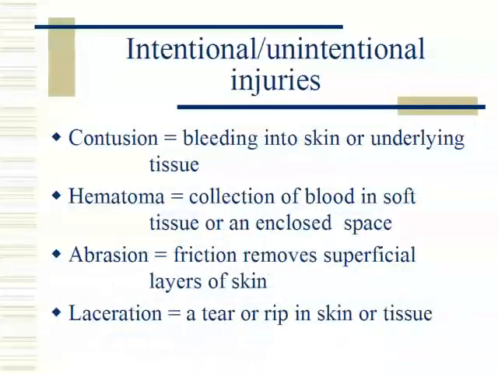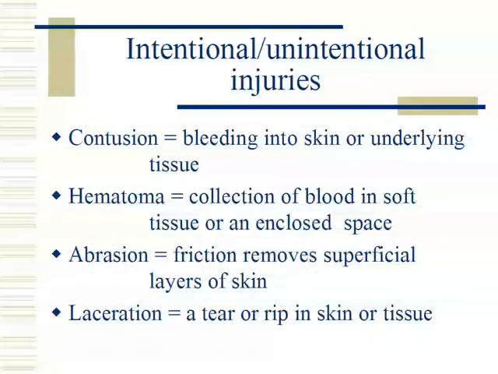There are intentional and unintentional injuries that can occur that can cause a problem. One is a contusion. Now, a contusion is bleeding into the skin or the underlying tissue. It's usually due to a blow that squeezes or crushes the soft tissue without breaking the skin, and it causes a bruise or a large ecchymotic area. And that bruise is due to blood vessels that rupture underneath. A hematoma is a collection of blood in a soft tissue or an enclosed space. Again, it is due usually to trauma.